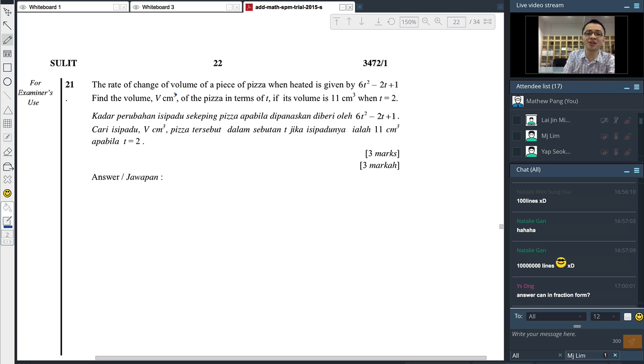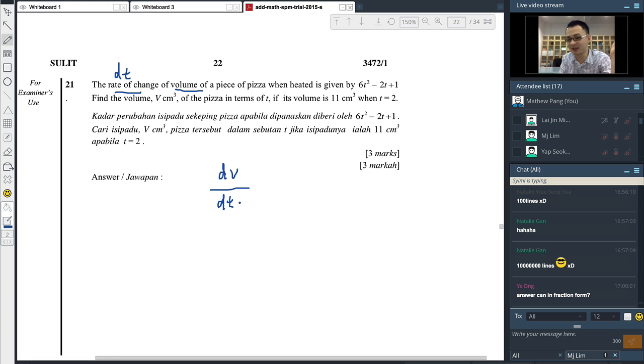The rate of change of the volume. When you see rate of change of volume, as I teach in my video, when you see rate, that means dt, and dt is always at the denominator. So I know this is dt at the bottom. Rate of change of volume, so this is dv/dt. Yes, the answer can be written in fraction form. So I know dv/dt basically equals 6t squared minus 2t plus 1.